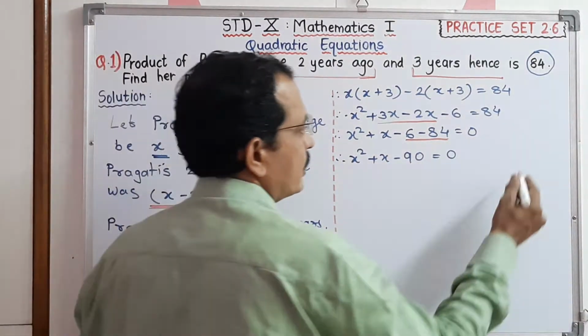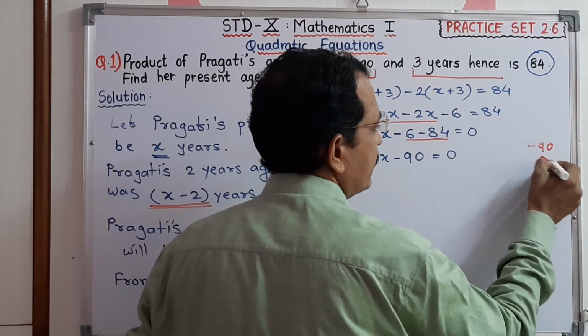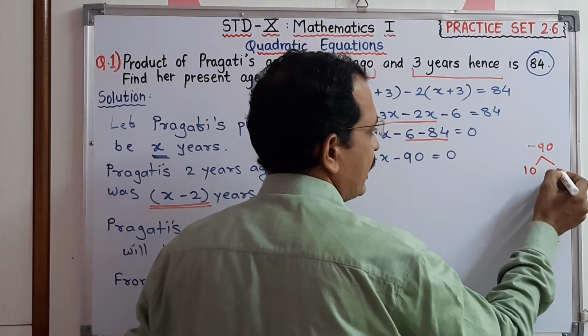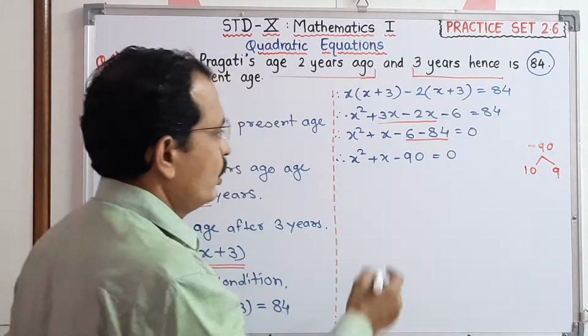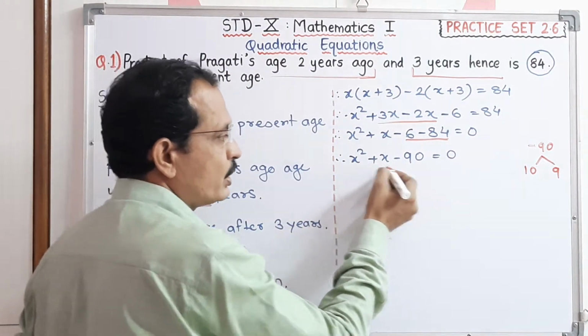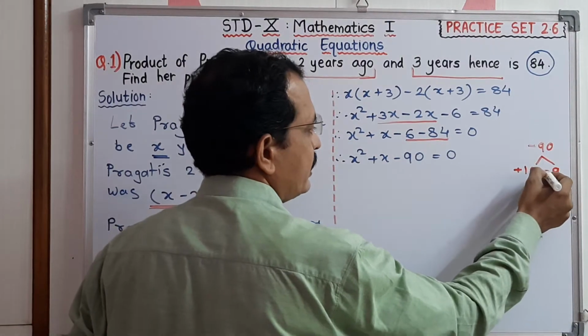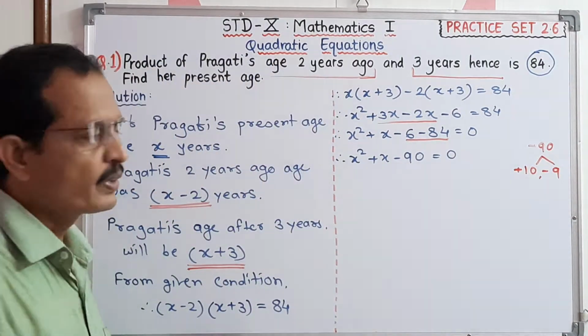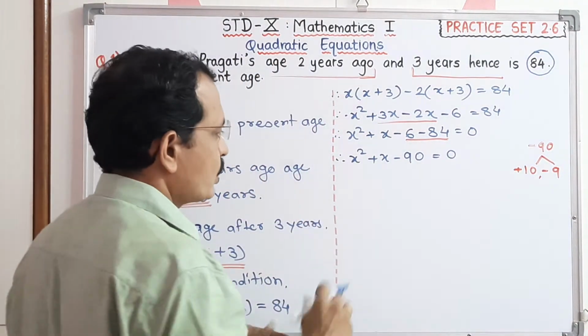Therefore we can write here minus 90, it gets factorized as 10 and 9. Now the sign of the constant term is minus, therefore the sign of the middle term goes to the bigger number and this is to the smaller number. And now we have to solve this.